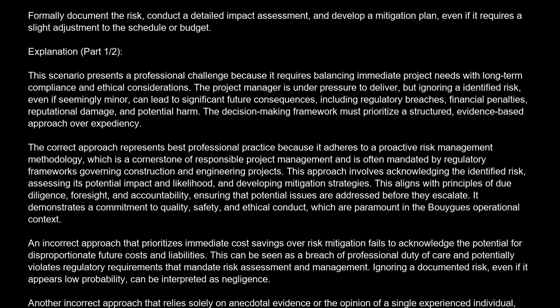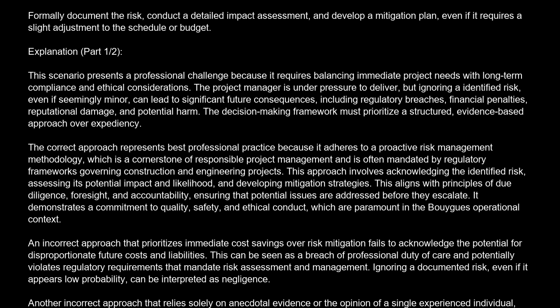The correct approach represents best professional practice because it adheres to a proactive risk management methodology, which is a cornerstone of responsible project management, and is often mandated by regulatory frameworks governing construction and engineering projects. This approach involves acknowledging the identified risk, assessing its potential impact and likelihood, and developing mitigation strategies. This aligns with principles of due diligence, foresight, and accountability, ensuring that potential issues are addressed before they escalate. It demonstrates a commitment to quality, safety, and ethical conduct, which are paramount in the Bouygues operational context.